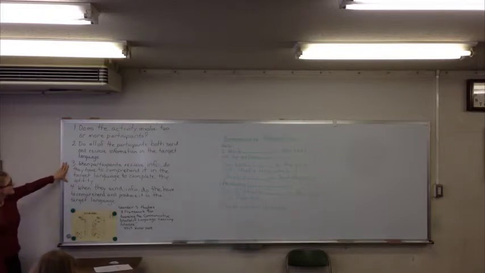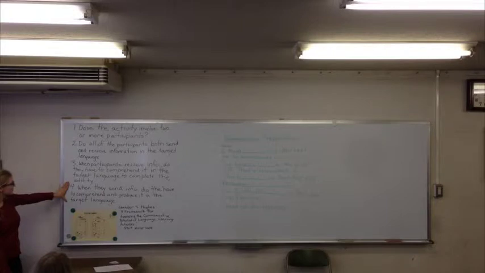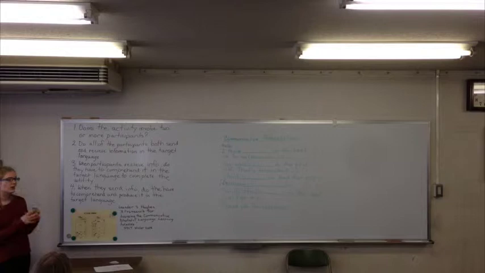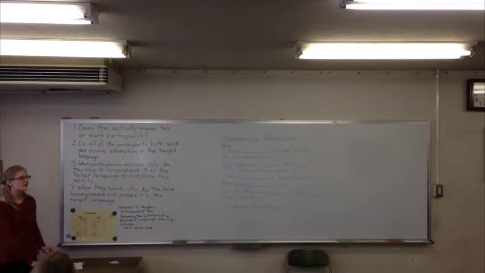Number 3, when participants receive information, do they have to comprehend it in the target language to complete the activity? So, do they have to understand it in English and then do something to complete an activity? Or whatever language you're teaching. And finally, number 4, when they send information, do they have to comprehend and produce it in the target language? So this is useful to just think about the activities that you use in class. And I actually think about my activities now a lot in this way.